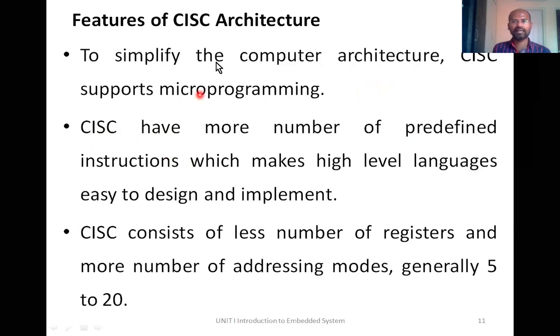Next, CISC has a larger number of predefined instructions, which makes high-level languages easy to design and implement. Okay, we have the add instruction, many varieties of add instructions in CISC, many varieties of multiplication instructions, many varieties of subtraction instructions in CISC. Whereas in RISC, it has only one instruction for add, one instruction for subtraction, and so on. Later we will see those versions also.